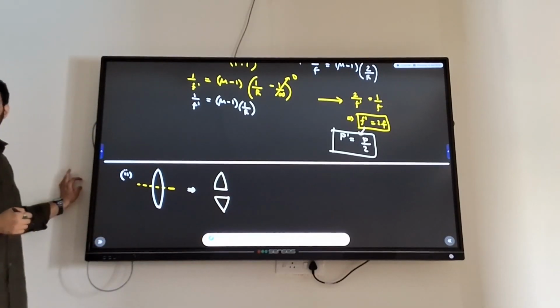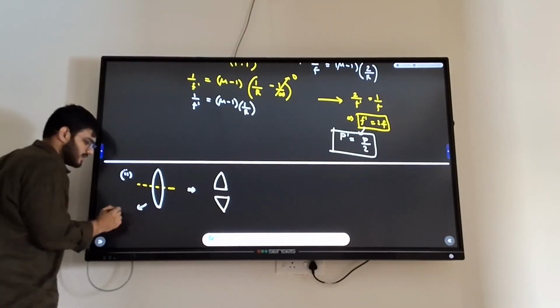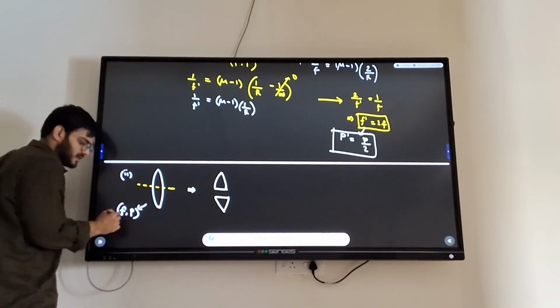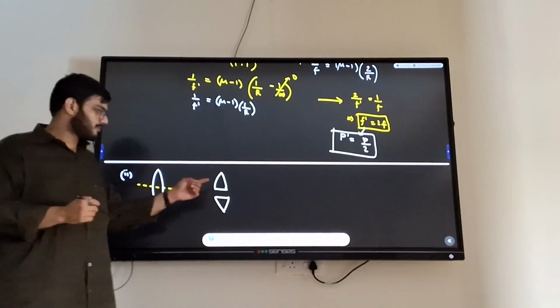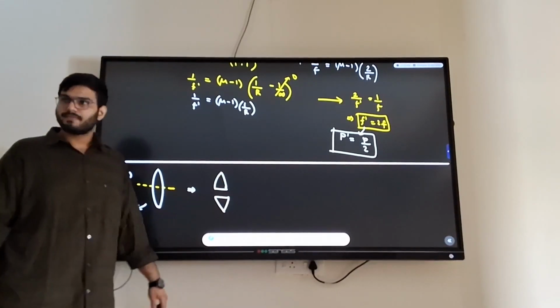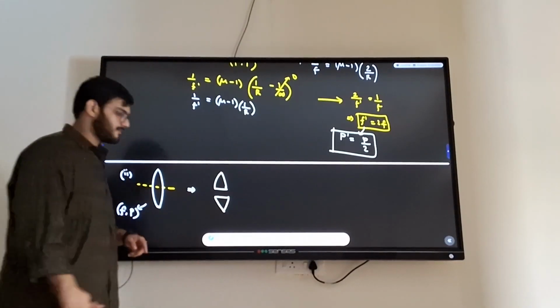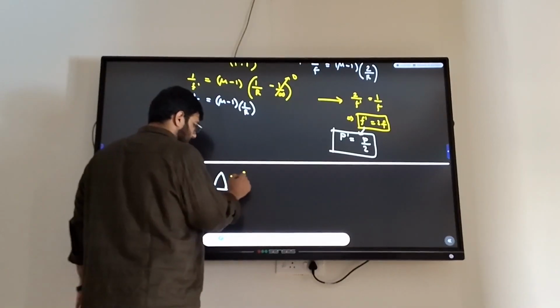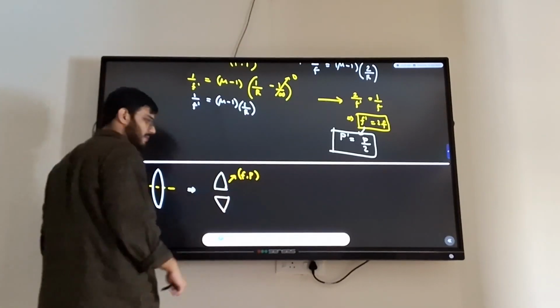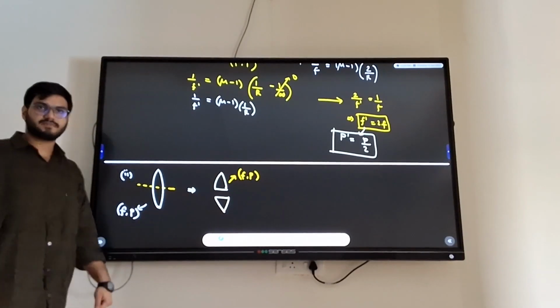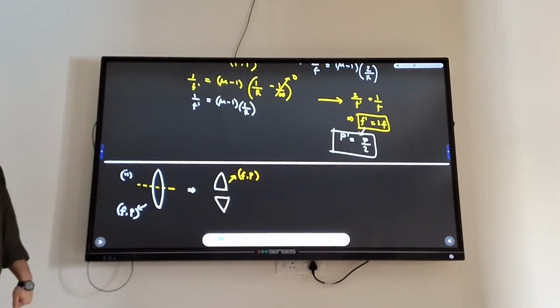You don't need any derivation here. If the focal length is f here and power is p, can you just by looking at it tell me what will be the focal length here and power? It will be the same. Very good. It will be the same. Because the surfaces have not changed. It's just you cut it, doesn't mean your focal length will change.